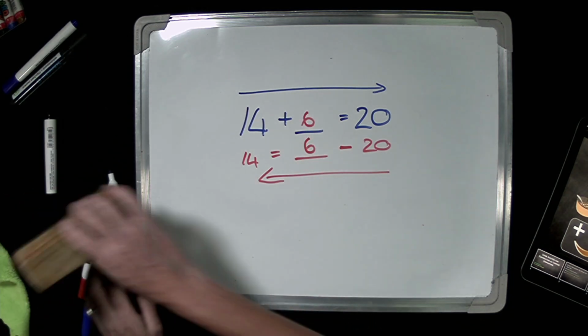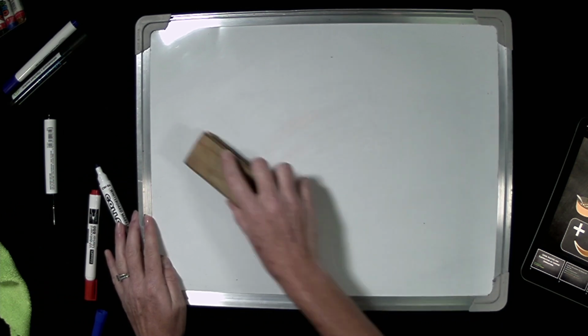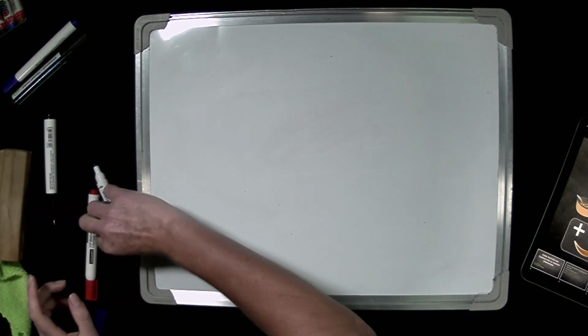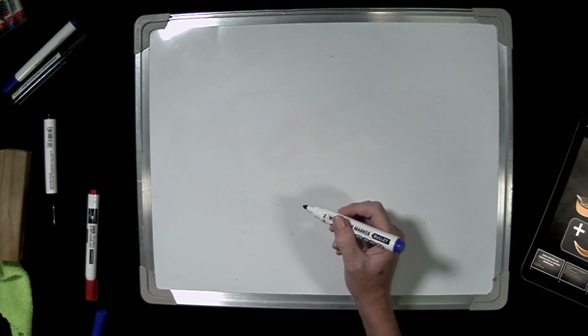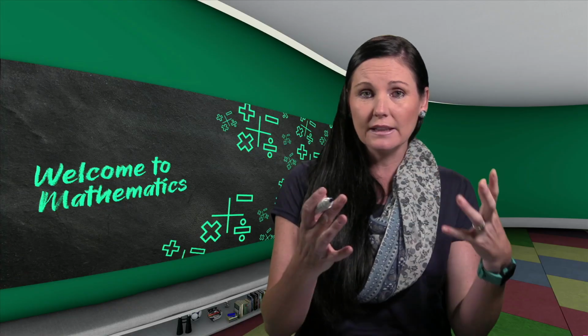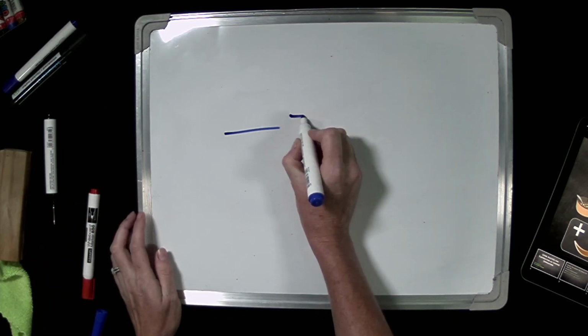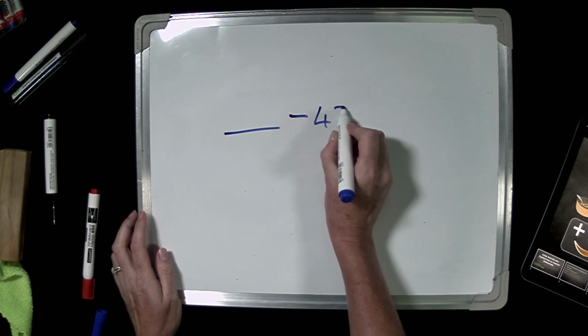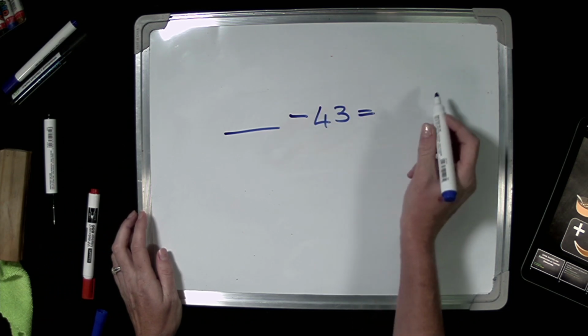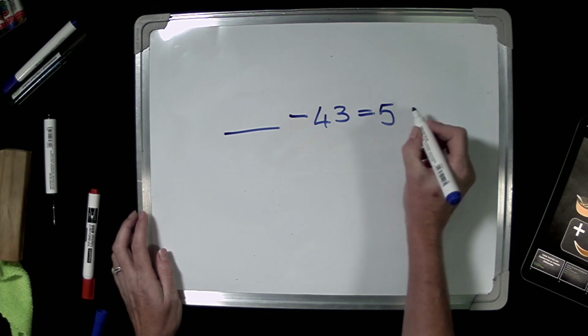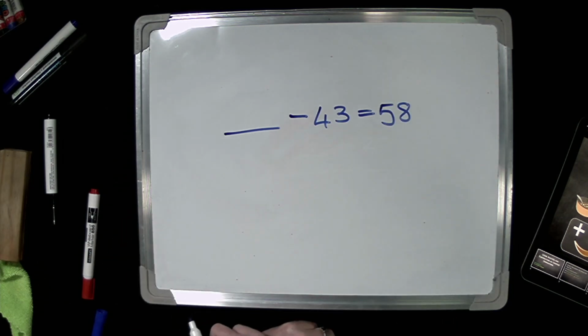Let me show you another example. Sometimes they give you a calculation like this, and then you sit there and you think, oh, I don't know how to do this. They didn't give me the first number, and it makes my calculation so difficult. Say I didn't give you the first number, and I say to you, minus 43 equals 58. And you're like, I don't know what to do now.